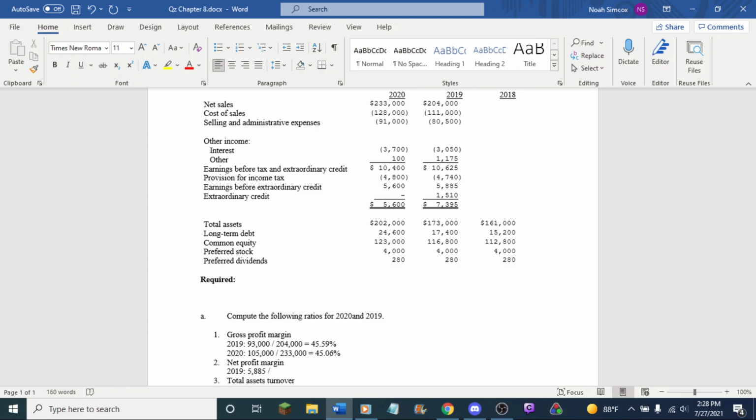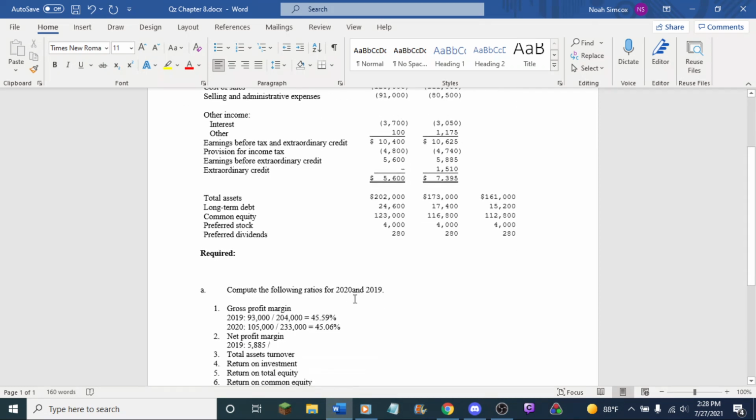And then we have net sales for 2019, which is 204,000. 5885 divided by 204,000, and we get 2.88%.